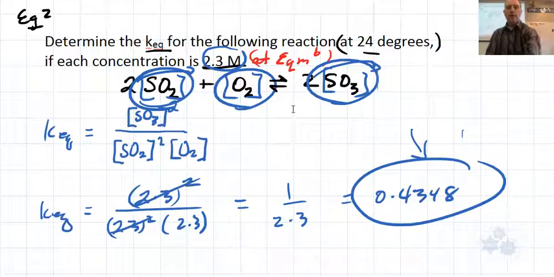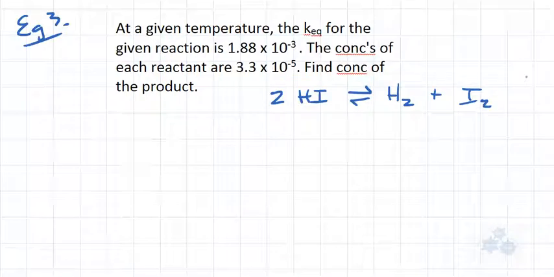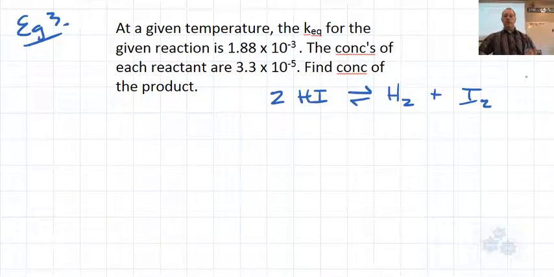Okay, let's do one more example. Okay, so it says at a given temperature, it doesn't matter what the temperature is, but we're talking about this given temperature here. This KEQ is 1.88 times 10 to the negative 3. So that means that there's going to be more reactant than products when it reaches equilibrium. It's just a small number.